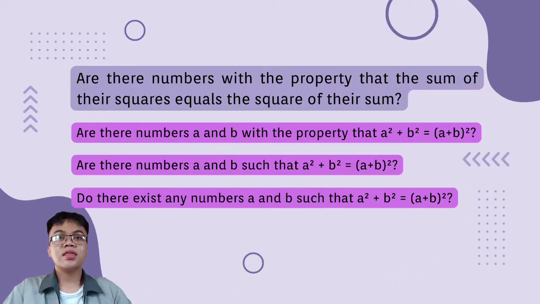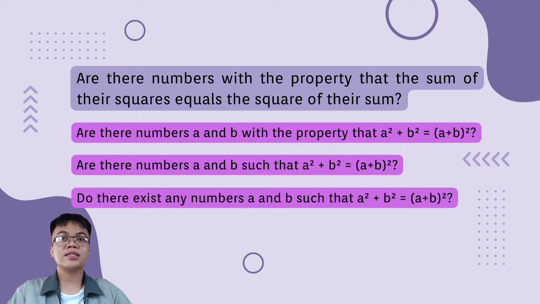Writing sentences using variables. Okay, so let's see the example of writing sentences using variables. Example: are there numbers with the property that the sum of their squares equals the square of their sum? So, with the use of the variable, the sentence will be, are there numbers a and b with the property that a squared plus b squared is equal to a plus b squared? So, dahil nga sa numbers yung hinahanap natin, ibig sabihin marami, kaya dalawang variable ang nilagay natin, which is ang a and b. With the property that their squares, ibig sabihin yung square daw ng dalawang variable o yung number, kaya nilagay natin dito is a squared plus b squared.